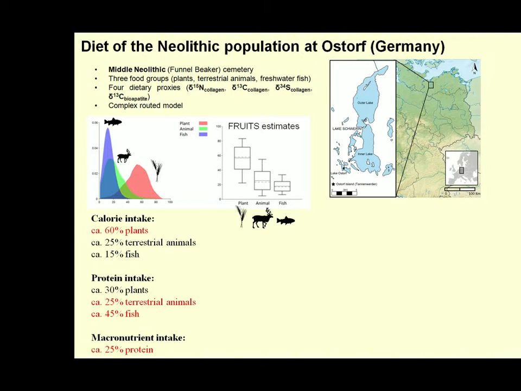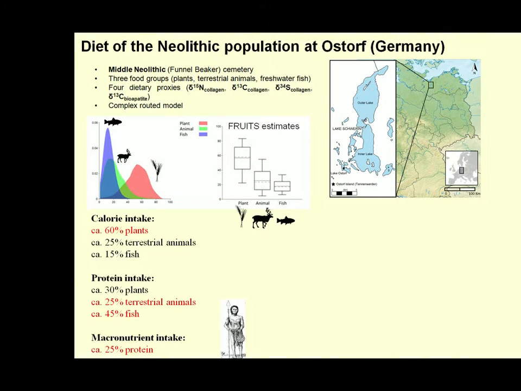In terms of the amount of protein in the diet, compared with carbohydrates and lipids, this represented about 25% of all calories. This is a very high value. For example, modern populations and farming populations typically have below 15%. So this is much more characteristic of hunter-gatherers than farmers.